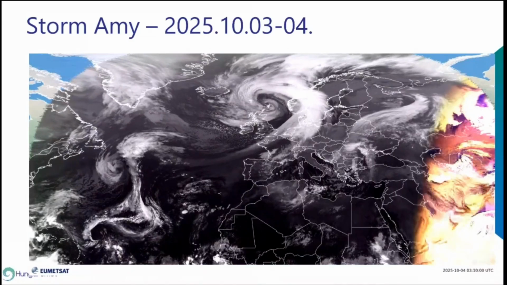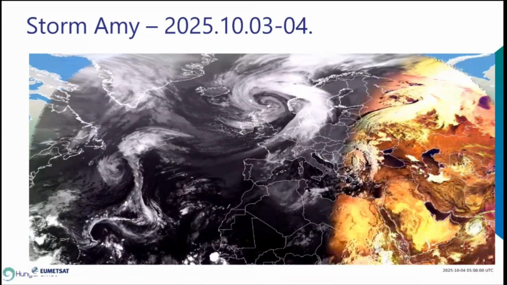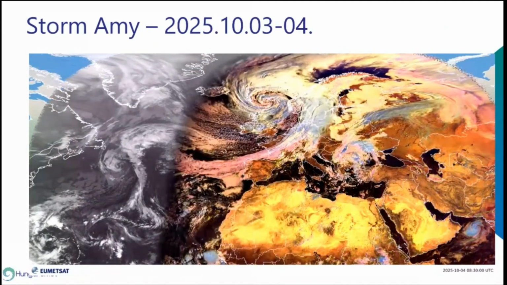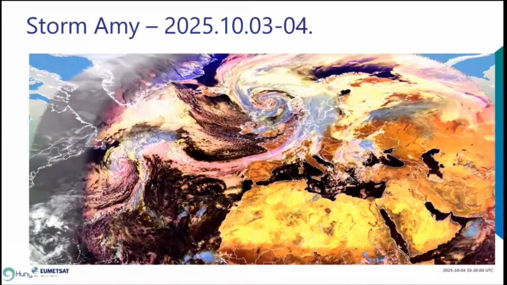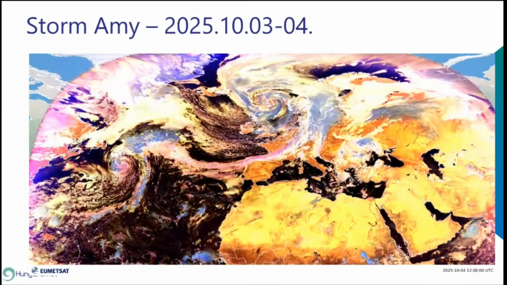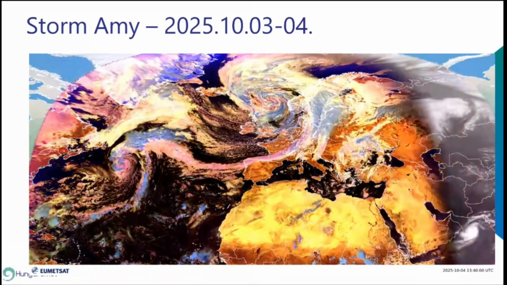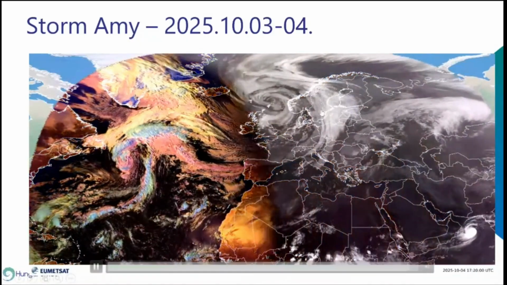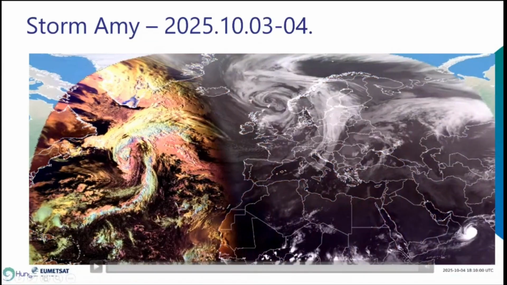So in this animation, this is a 2-day animation. First, at night, with the infrared image of MTG FCI, and then we have the cloud phase, and we can see the storm there. If you can see my mouse, then this was the storm.